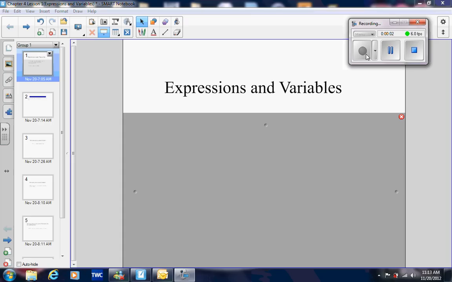This lesson is about expressions and variables. It's an important part of algebra, the very beginning parts of algebra, making sure that students understand the difference between expressions and equations and the use of variables and how they would fit into those expressions or into those equations.